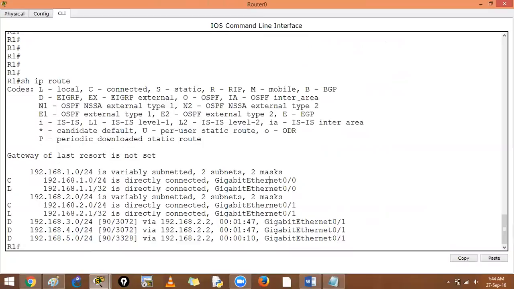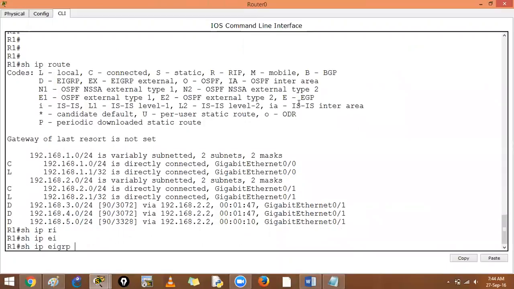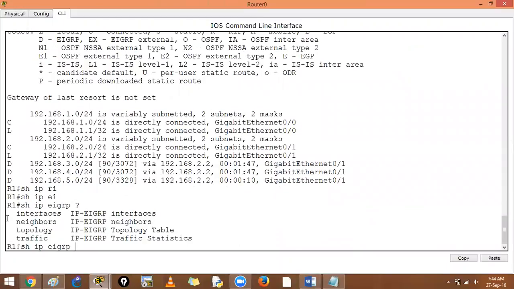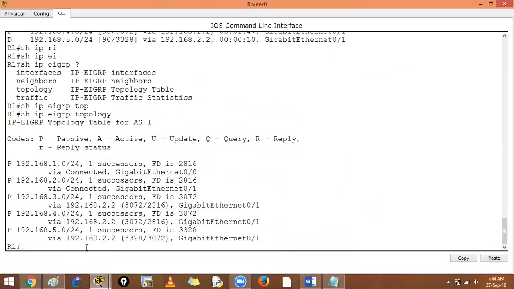It is very fast. You can see show IP EIGRP. If you want to see more, show IP EIGRP, hit a question mark. It will tell you the interfaces where I am running, the neighbors that I have, the topology that I have built. It will tell you this is a passive. Passive is good actually in EIGRP. Active is I am actively looking for a route. See, this route has one successor and the feasible distance is this to that route. Actually, this is directly connected, so no worries.